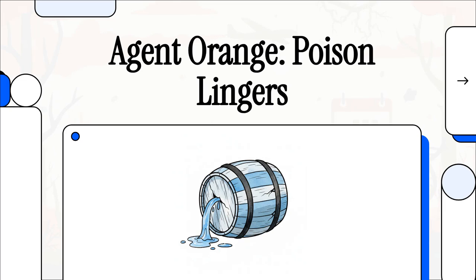Agent Orange. It's a name that's become synonymous with one of the most controversial chemical warfare programs in history. For millions of people, that name still brings up images of war, of loss, and of a poison that didn't just seep into the soil, but into entire generations. Today, we're going to break down the story of Agent Orange.